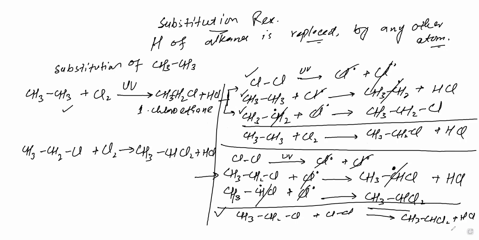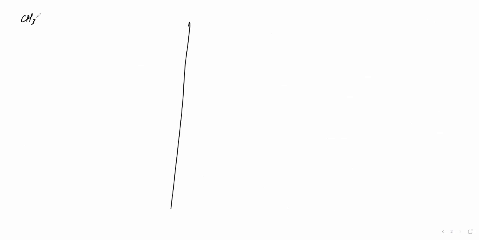Now next, we move towards the substitution of this 1,1-dichloro. You will see that CH3CHCl2 plus Cl2 gives rise to CH2ClCHCl2. So you will see 1,1,2-trichloroethane here, plus HCl. It also consists of three steps.